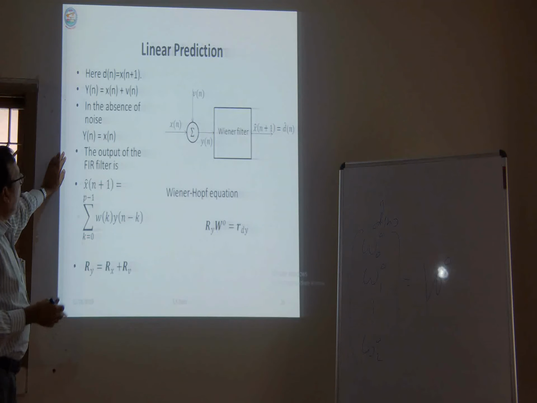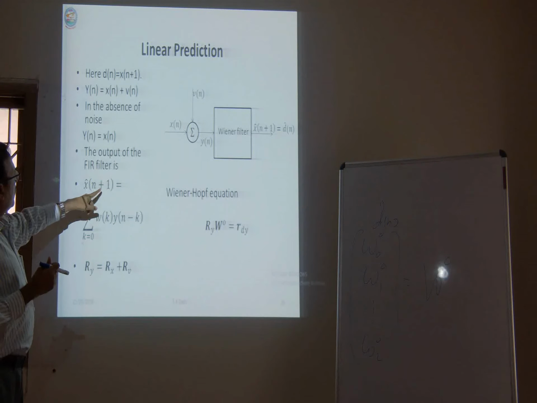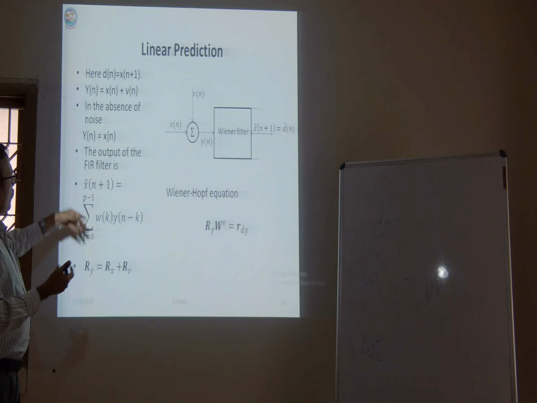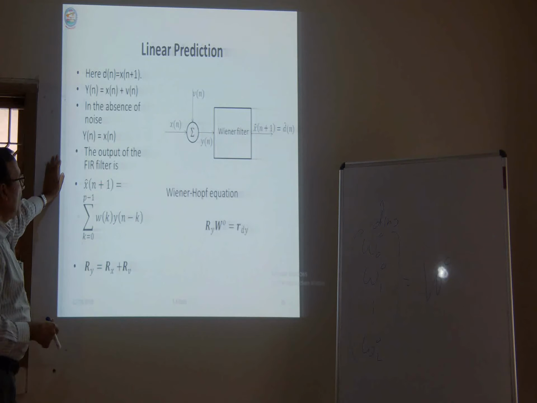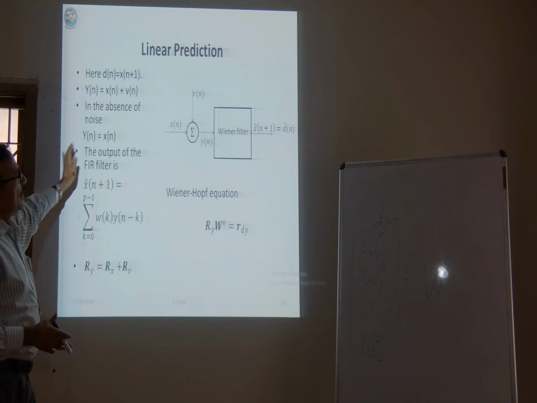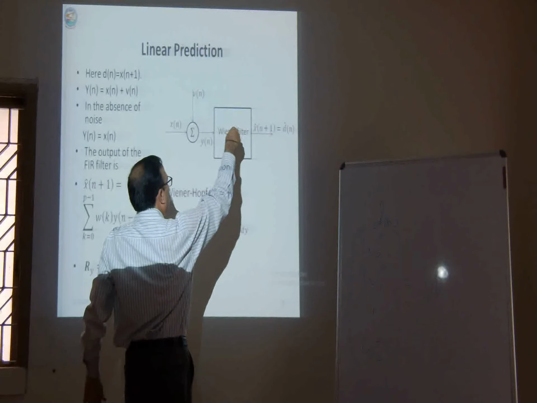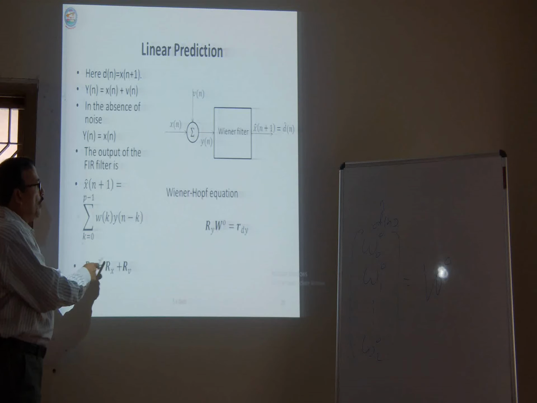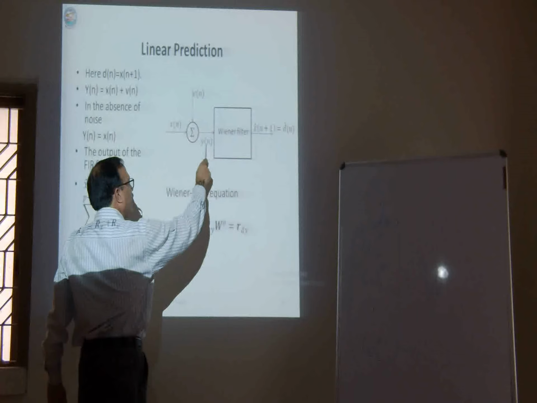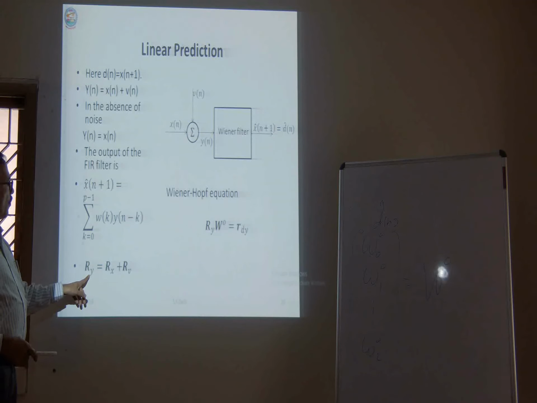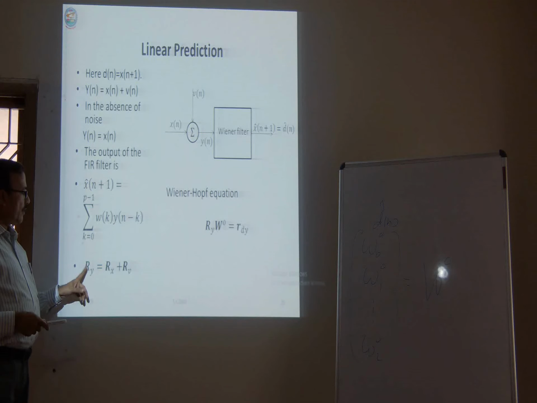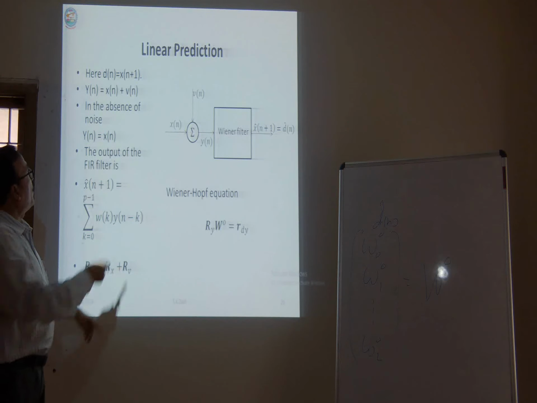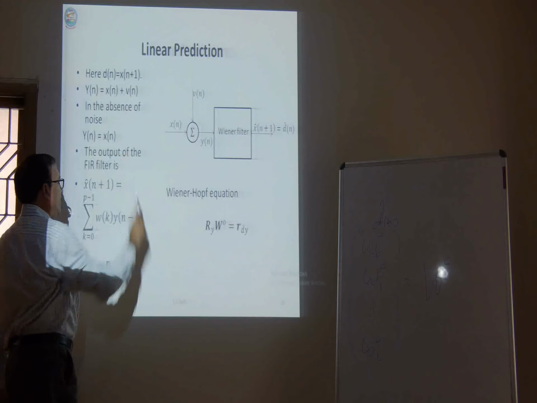So the output of the FIR filter is x hat n plus 1, that is the desired signal. This is nothing but, as you have seen, the sum of w_k y(n minus k), because it is basically a transversal filter. Here the Wiener filter input is y(n), so we find that R_y, the input correlation matrix of signal y, is nothing but R_x plus R_v, because y(n) is equal to x(n) plus v(n).